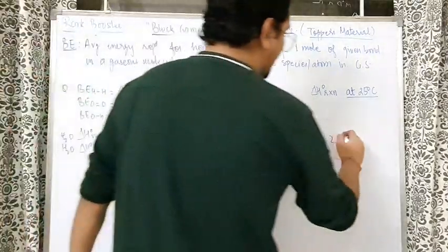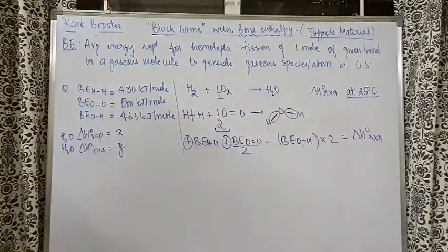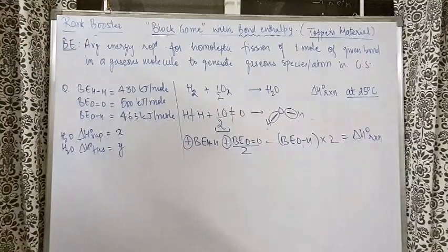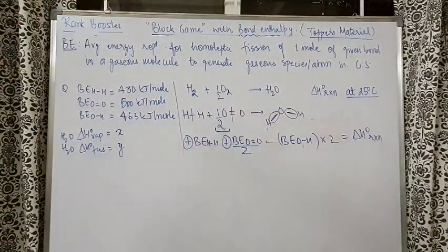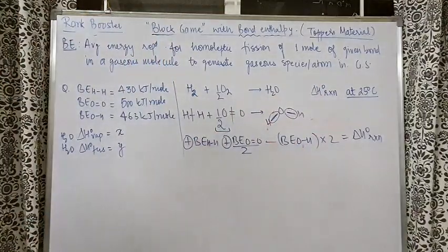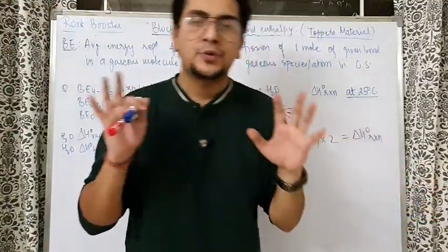Bahut badhiya, this will be the enthalpy of this reaction, and this is how you can get the answer. Any problem in this question? HH bond broken, energy required, HH. O double bond broken, energy required for breaking the bond, divided by 2. OH bond formed, OH bond formed, so energy released. How much? 2 OH bonds, so bond enthalpy of OH into 2, and this is the enthalpy of the reaction. Any problem up to here?